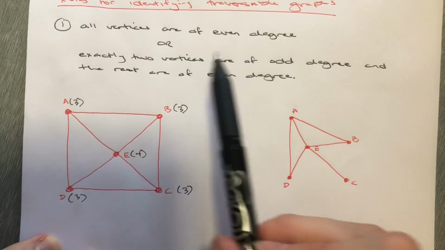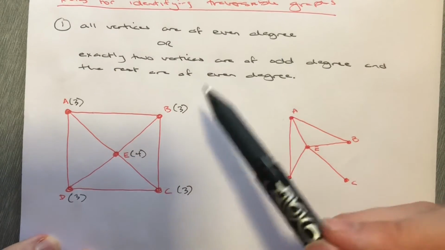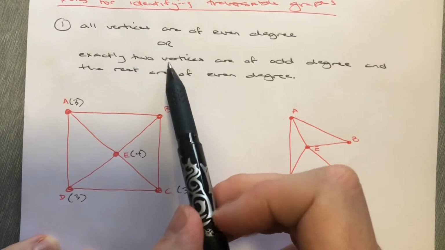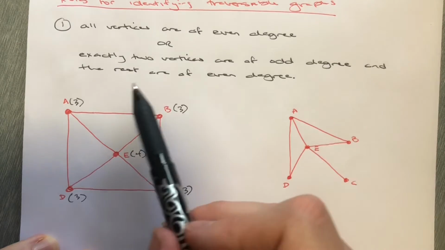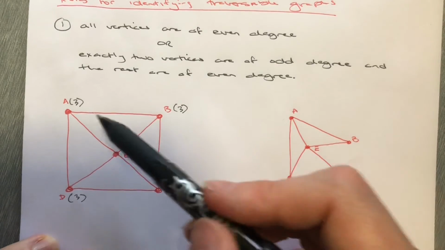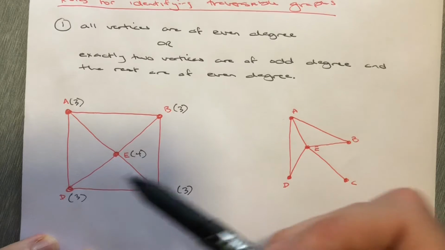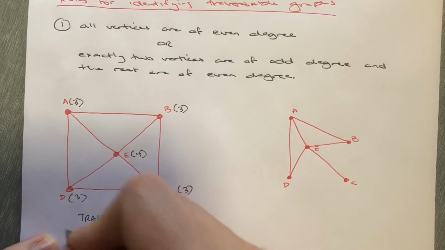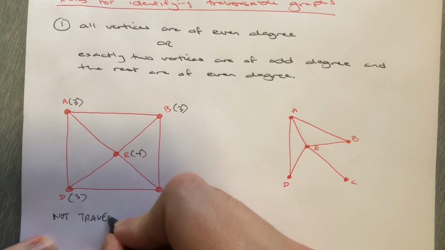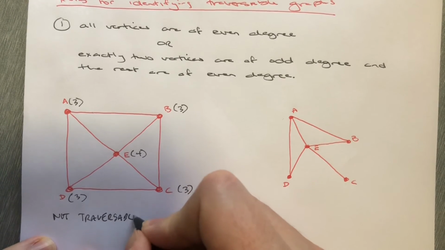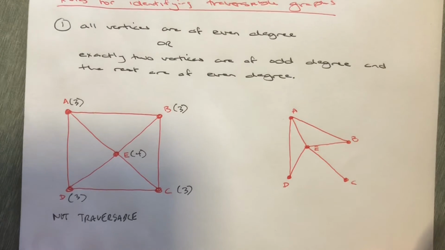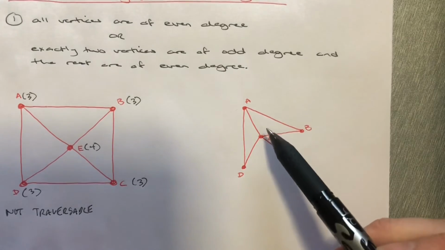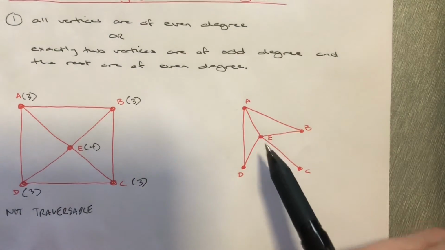So it'll be traversable if all vertices are of even degree. No, that doesn't work because we've got some odds here. Exactly two vertices are of odd degree and the rest are of even degree. Okay, so we've got 1, 2, 3, 4 that are odd degree, so that doesn't work either. So this one would be not traversable. Which makes sense with my trial before that I couldn't get to work, because there's no possible way to do it.